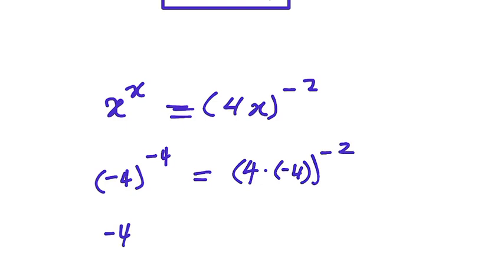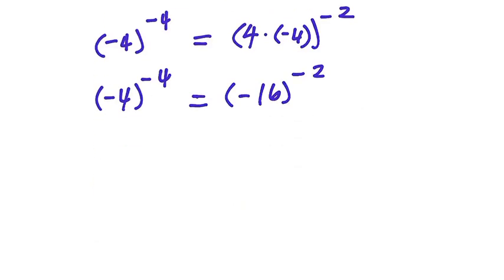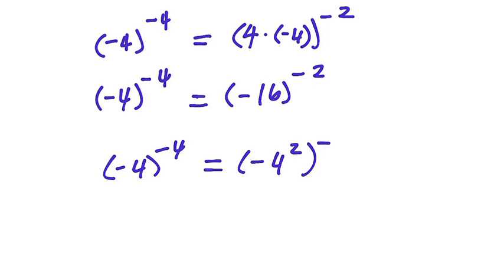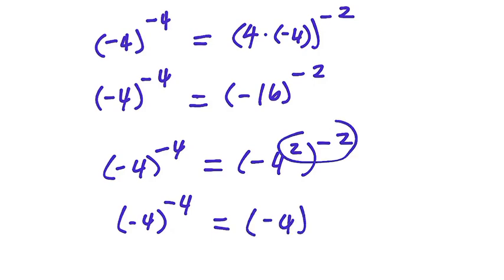So we have minus 4 to the power of minus 4 equals minus 16 to the power of minus 2. All right, so from there, we're going to have minus 4 to the power of minus 4 equals minus 4 to the power of 2, then to the power of minus 2. So we're going to have minus 4 to the power of minus 4 equals minus 4. This power we have to multiply. We're going to have minus 4.